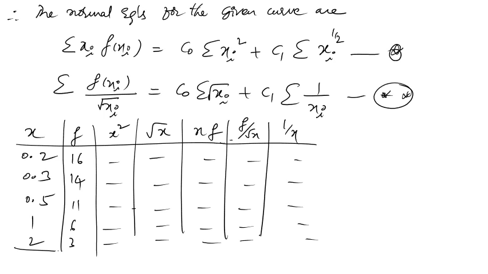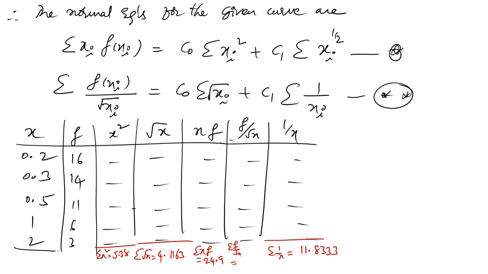Now I will give the summation values. Sigma root x is 4.1163, sigma x f value is 24.9, sigma x square value is 5.38, sigma 1 by x value is 11.8333, and sigma f by root x value is 85.0151.